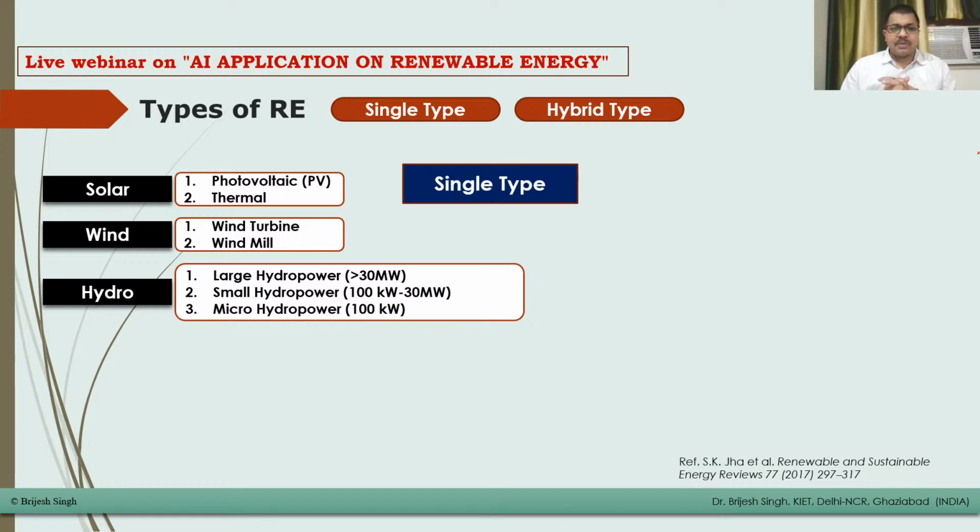Hydro power plants can be further categorized into three types on the basis of the quantity of power you harness from the hydro energy. If you are collecting more than 30 megawatt, these plants are known as large hydropower plants. If you are collecting in the range of 100 kilowatt to 30 megawatt, it is known as a small hydropower plant.